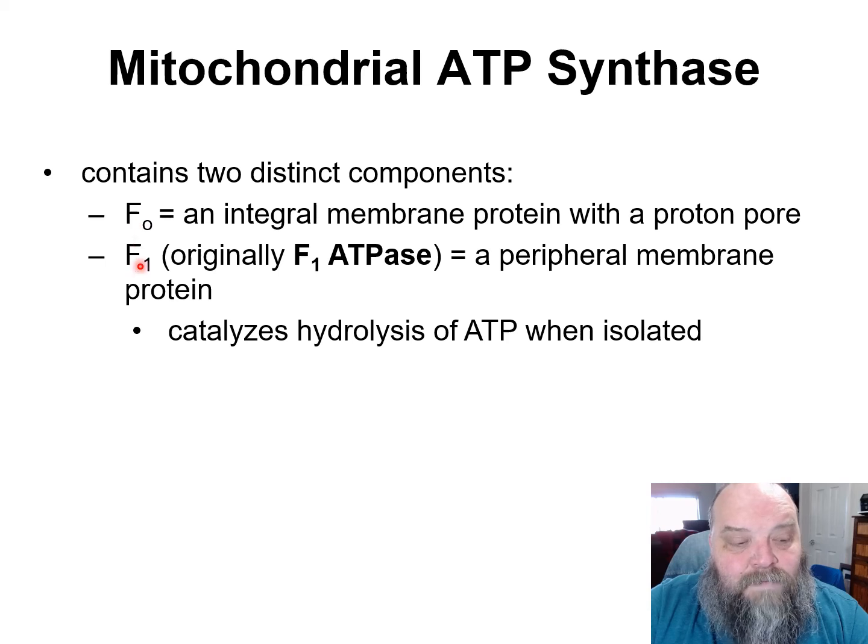The two domains, F0 and F1. F0 is the integral membrane protein with a proton pore. This is what the protons, the hydrogens, will flow through. F1 is a peripheral membrane protein. Remember, peripheral means it's not actually in the membrane, it's associated with the membrane. This is what catalyzes the making of ATP from ADP and inorganic phosphate.